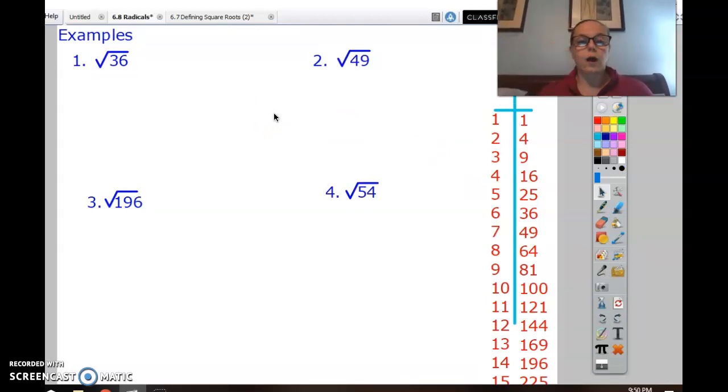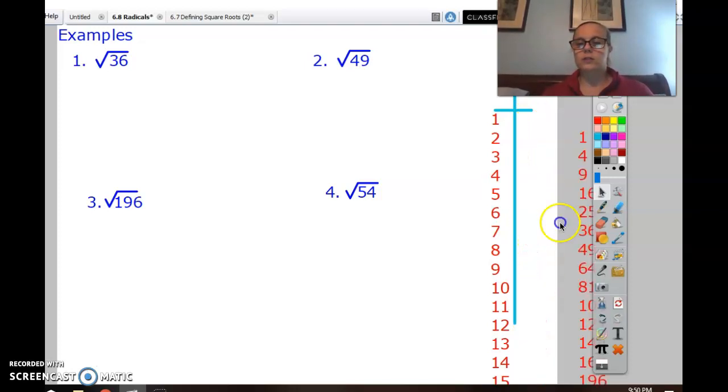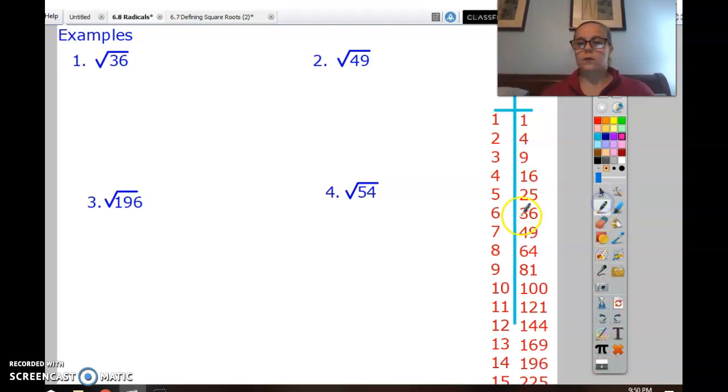So if you are unsure if numbers are perfect squares, what I would tell you to always do is on your note card, you want to look down the right column. So the first thing you need to do is look down here and see if 36 is there. And since you see 36 right here, and we go across, that means that the square root of 36 is 6.